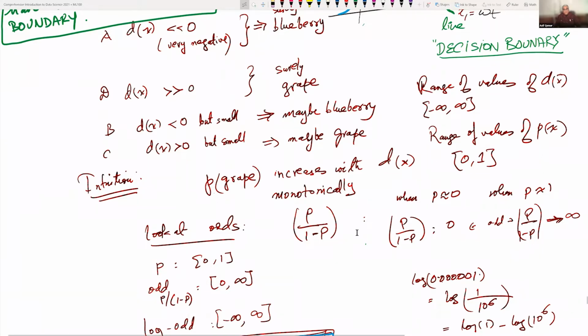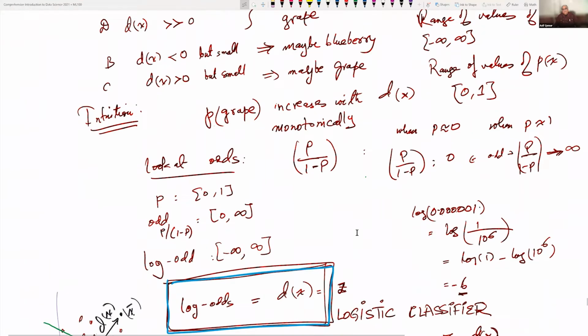Well, let's do one thing. First, convert probability into odds, because then it will go from 0 to infinity. You happen to know this trick. And as you know, common people talk in terms of odds, not in terms of probability. So P, the probability of it being a grape, divided by the probability of it being a blueberry is the odds. P over 1 minus P. Then odds are better. Odds go from 0 to infinity. See, probability goes from 0 to 1. Odds goes from 0 to infinity. So we are getting somewhere.